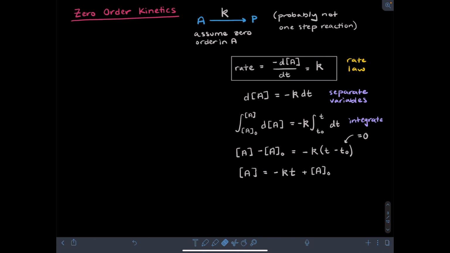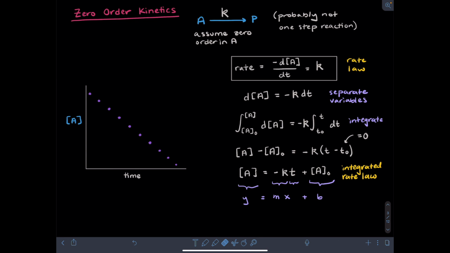After I get rid of the t0 term because it's equal to 0, and after I move A0 to the right-hand side, I get the equation: the concentration of A is equal to negative kt plus the concentration of A at time 0. This is known as my integrated rate law, and in this case, for zero-order kinetics, the integrated rate law is of the form y equals mx plus b, so it could be fitted to a line.